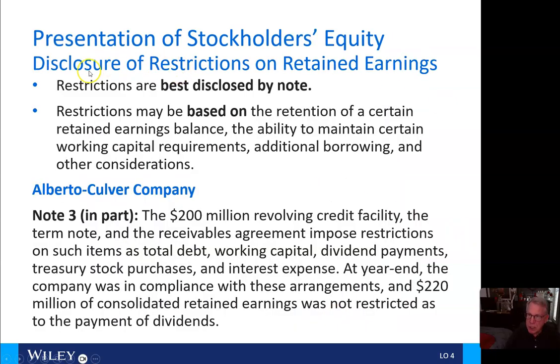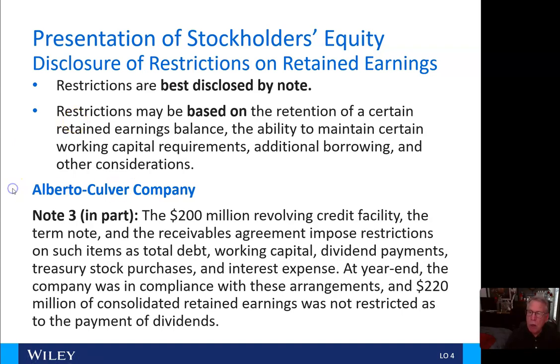Okay, restrictions. How do we disclose them on retained earnings? Restrictions are best disclosed by a note. Restrictions may be based on the retention of a certain retained earnings balance, the ability to maintain certain working capital requirements, additional borrowing, and other considerations, usually, in my experience, imposed by the bank.